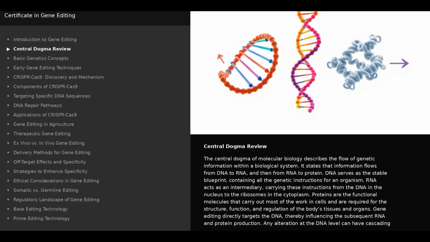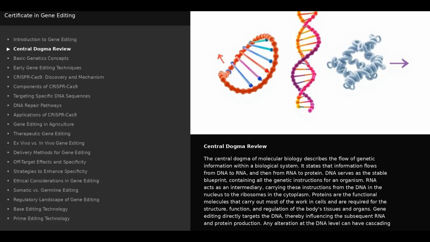Central Dogma Review. The central dogma of molecular biology describes the flow of genetic information within a biological system. It states that information flows from DNA to RNA, and then from RNA to protein. DNA serves as the stable blueprint, containing all the genetic instructions for an organism. RNA acts as an intermediary, carrying these instructions from the DNA in the nucleus to the ribosomes in the cytoplasm.